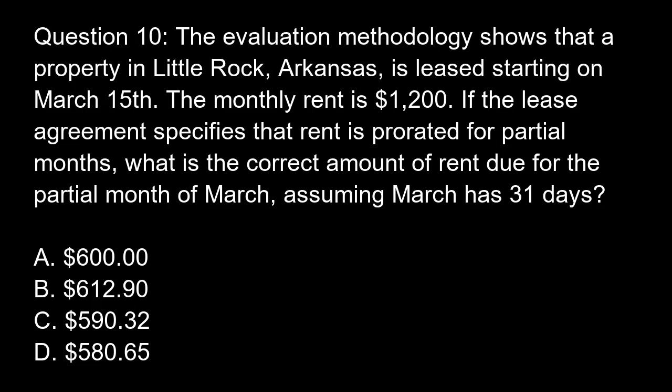Question 10. The evaluation methodology shows that a property in Little Rock, Arkansas is leased starting on March 15th. The monthly rent is $1,200. If the lease agreement specifies that rent is prorated for partial months, what is the correct amount of rent due for the partial month of March, assuming March has 31 days? Option A, $600.00. Option B, $612.90. Option C, $590.32. Option D, $580.65.